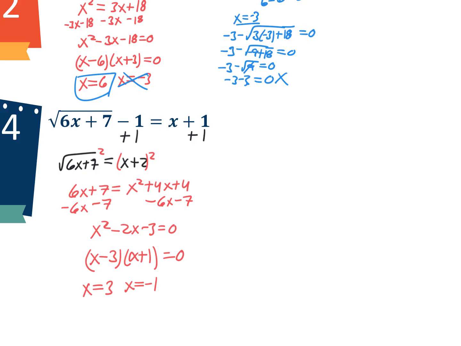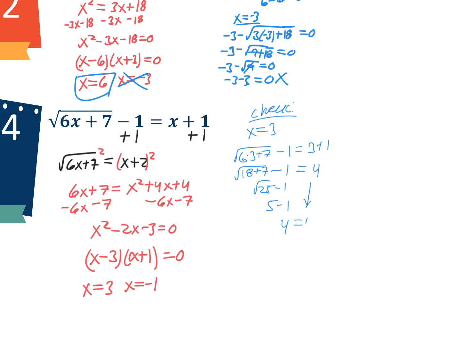So I'm going to check up here. Let's check x equals 3. It's going to be the square root of 6 times 3 plus 7 minus 1 equals 3 plus 1. So this is going to get us 18 plus 7 minus 1, which is the square root of 25 minus 1, so 5 minus 1. So 4 equals 3 plus 1, which is 4. So then I can just bring that down. 4 does equal 4, so 3 does work.